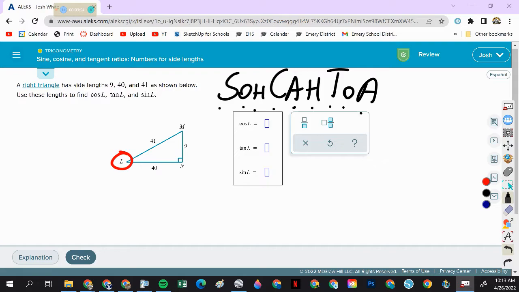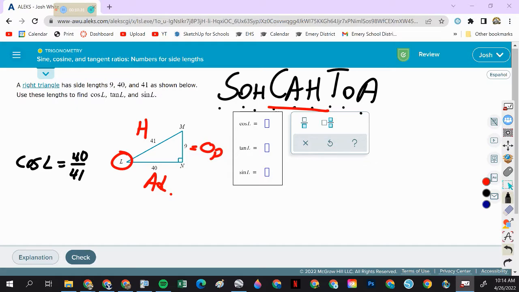If I choose L, I know that this is H. 9 would describe which length? Opposite, and 40 would describe adjacent. Okay? So cosine is simply the ratio of A divided by H. So 40 over 41. The cosine of L is 40 over 41. Does that make more sense now? Now that I actually taught you how to do it?